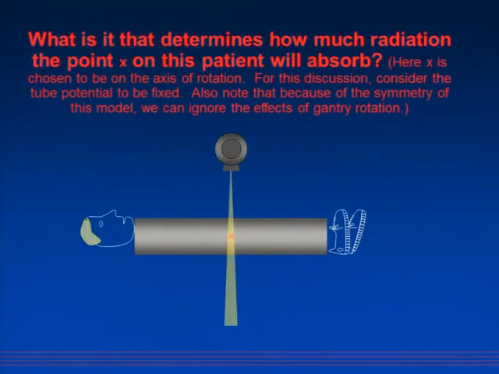So what is it that determines how much radiation the point on this patient right here will absorb? Here, X is chosen to be a point on the axis of rotation. For this discussion, consider the tube potential to be fixed. Also note that because of the symmetry of the model, we can ignore the effects of gantry rotation. One implication of that is that there's some discussion going on as to whether or not it means anything to list a CTDIvol for the scout view. In a certain sense, there is, because really it doesn't have anything to do with rotation. It certainly wouldn't in a cylinder.